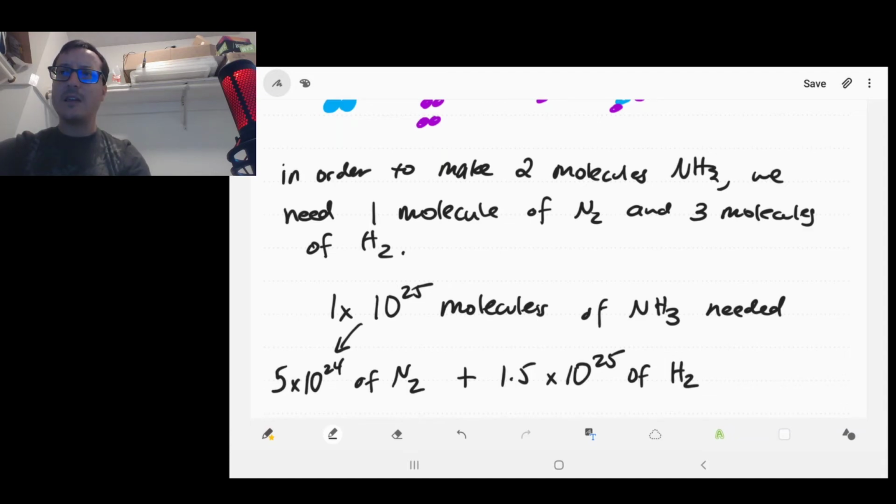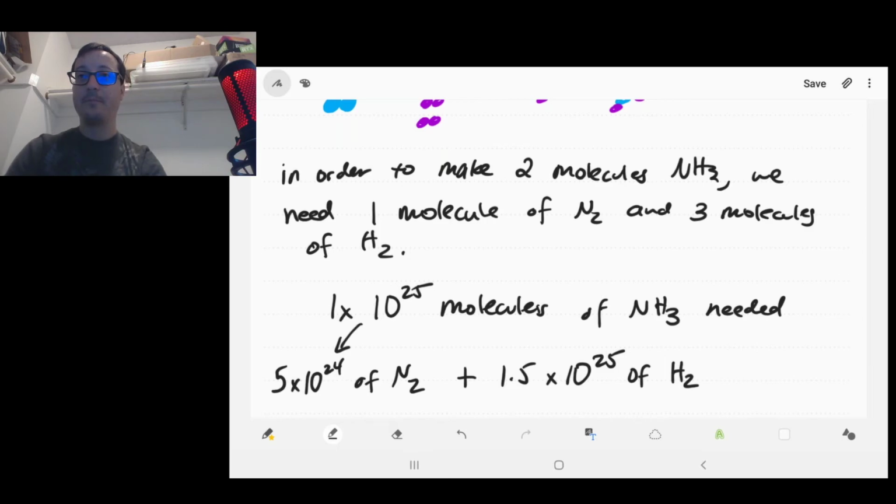But this is crazy. How the hell am I going to count out 5 times 10 to the 24 molecules of nitrogen, or 1.5 times 10 to the 25th of hydrogen? It's absurd. But we have a way to do this.